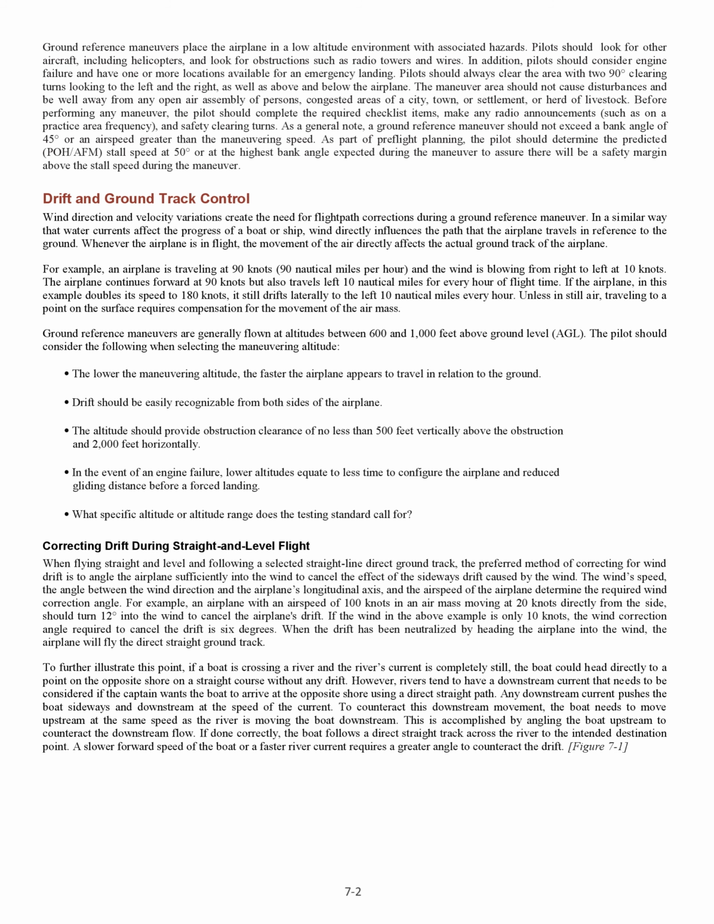Any downstream current pushes the boat sideways and downstream at the speed of the current. To counteract this downstream movement, the boat needs to move upstream at the same speed as the river is moving the boat downstream. This is accomplished by angling the boat upstream to counteract the downstream flow. If done correctly, the boat follows a direct straight track across the river to the intended destination point. A slower forward speed of the boat or a faster river current requires a greater angle to counteract the drift.